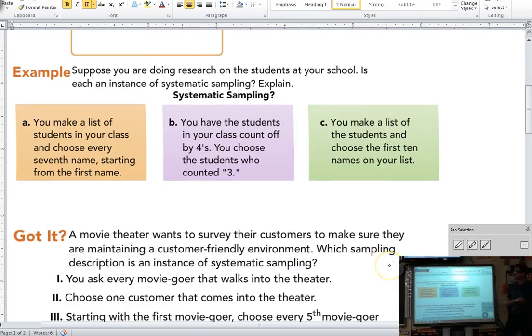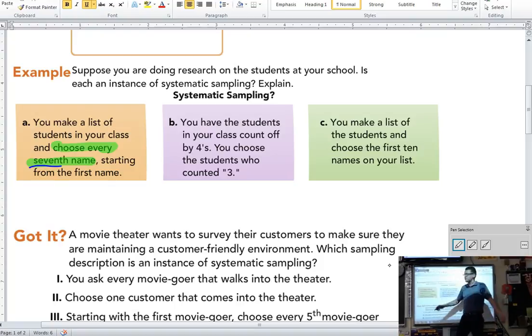So, we are doing research on students at our school, and we want to answer, is this systematic? So check these out. Our first choice is choose every 7th name. Dom, what do you think about that? Is choosing every 7th a systematic approach? Yeah, that's the system. The system is every 7.